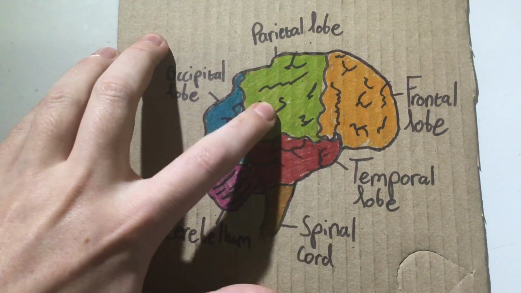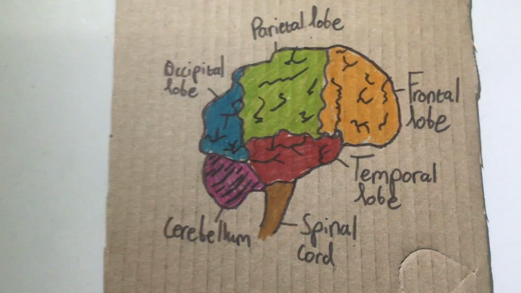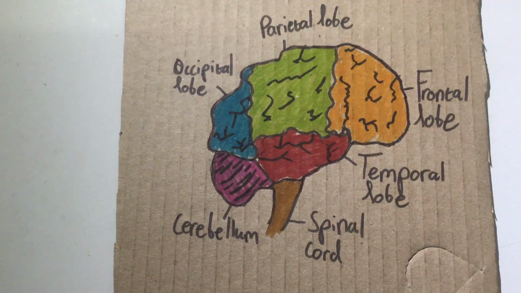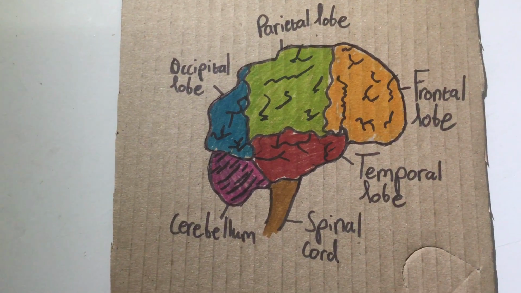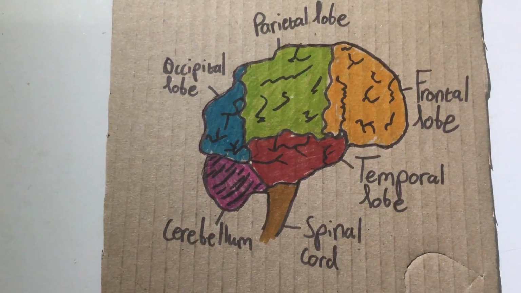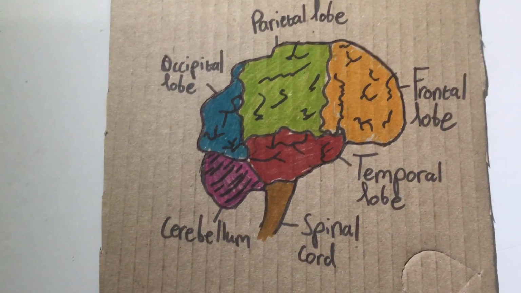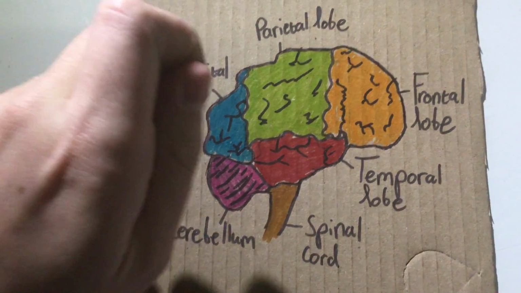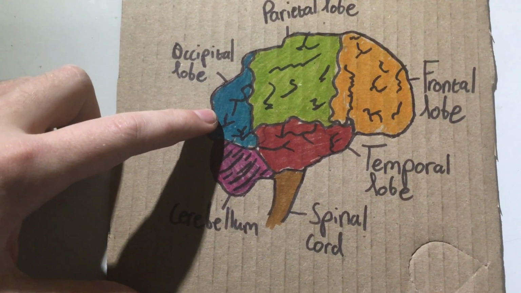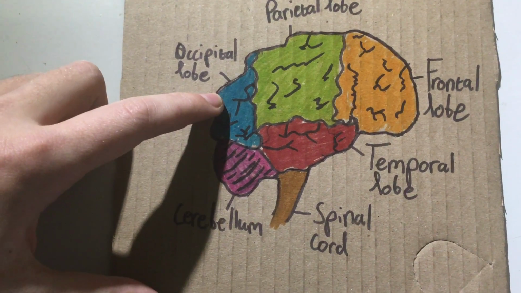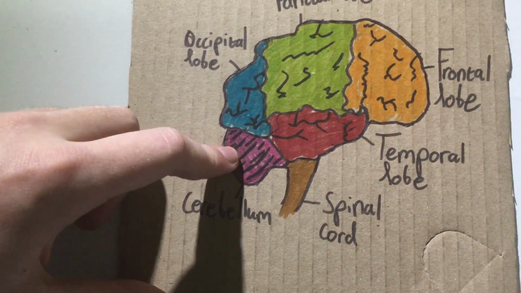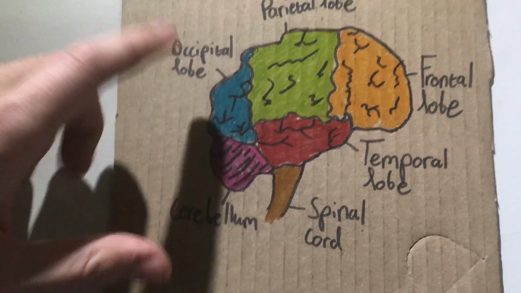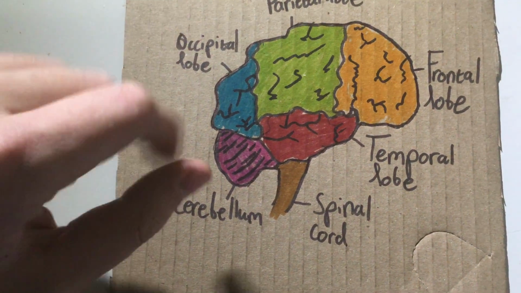So the parietal lobe, this one in green, this is sort of sensations and knowing your rights from your lefts. The frontal lobe is more of your emotions and your judgments. Your temporal lobe, that's your understanding and sort of your memory. You have the occipital lobe, which is more for vision and sort of perception of color. Your cerebellum, that's for sort of your balance and your posture and sort of all your coordination.